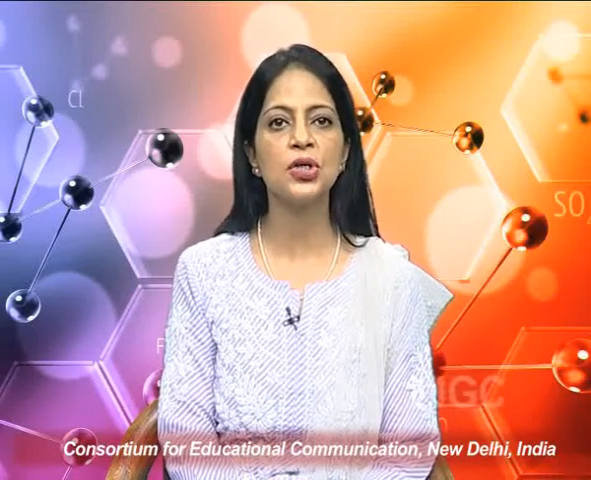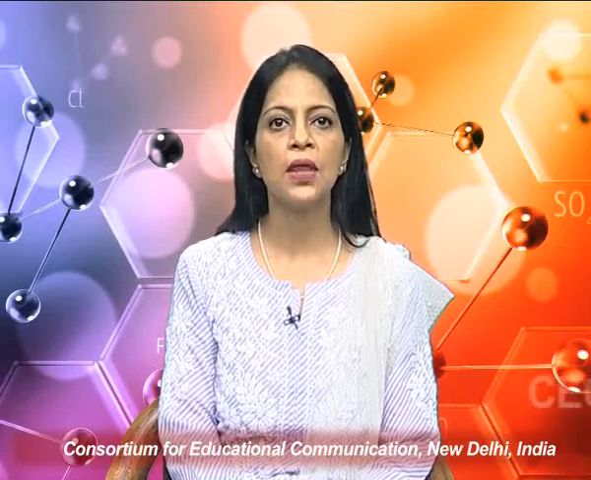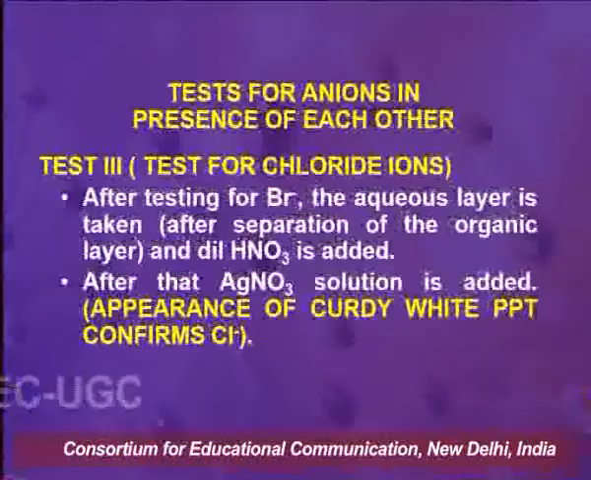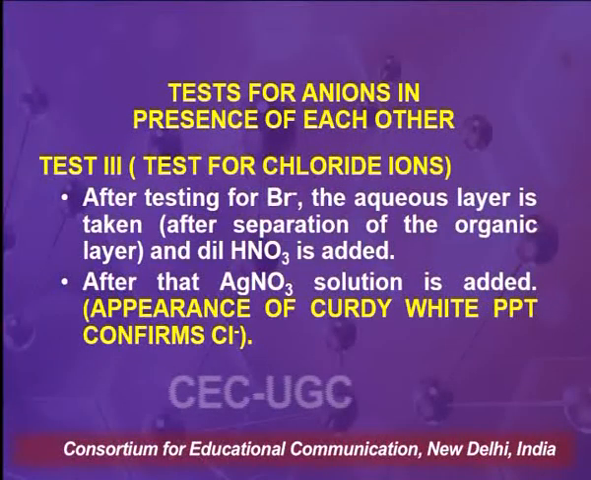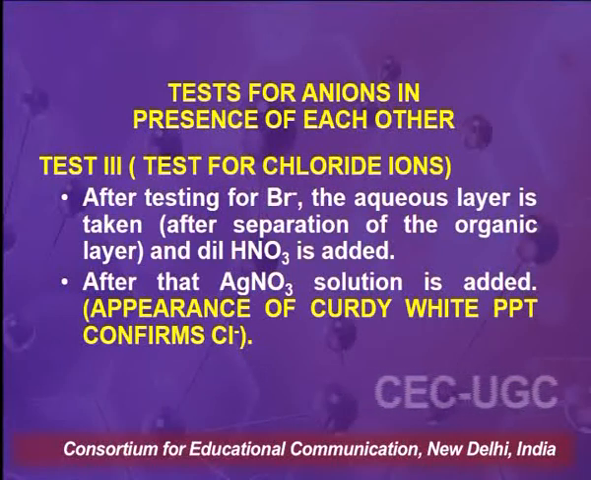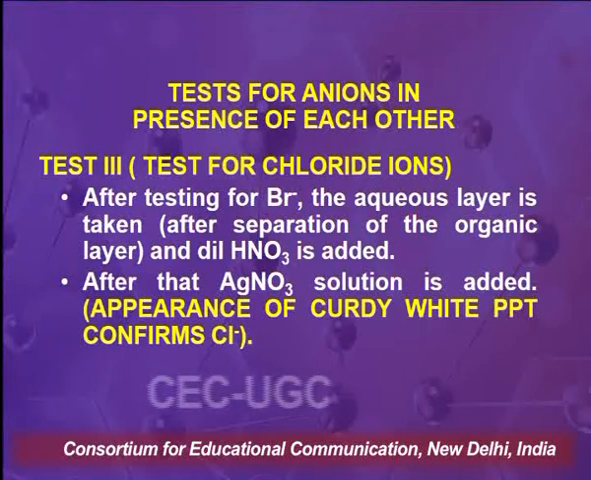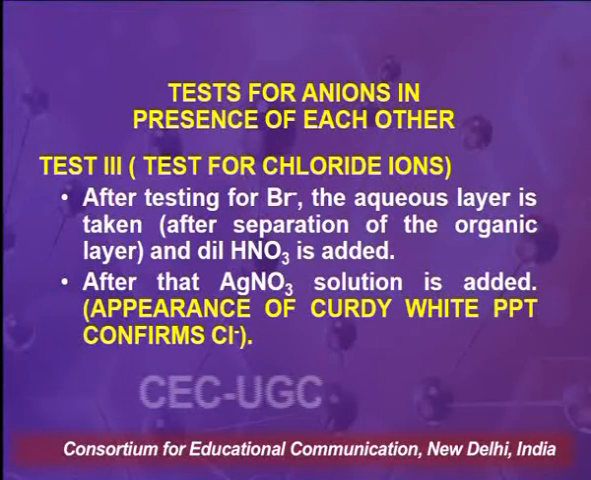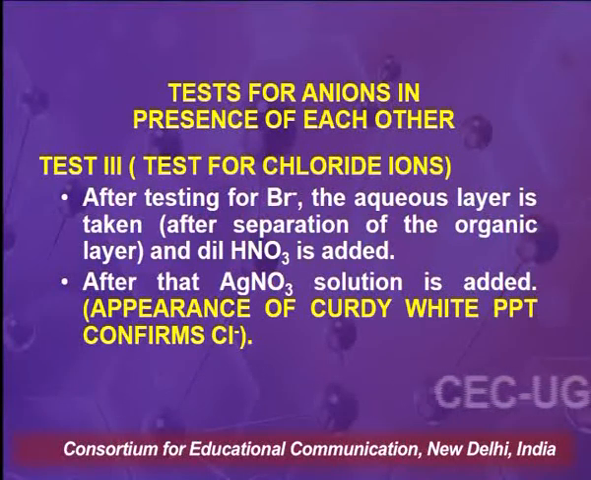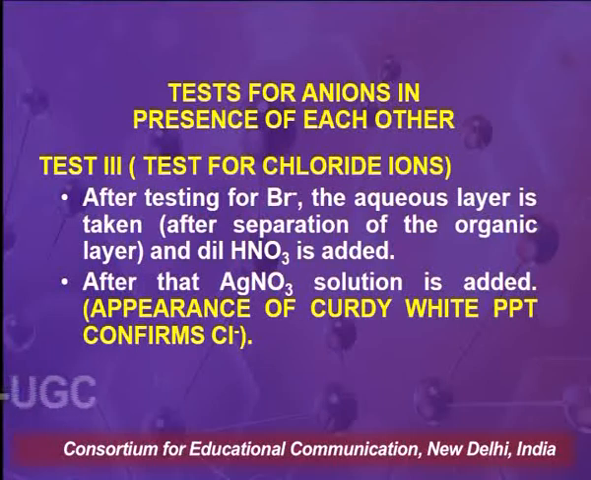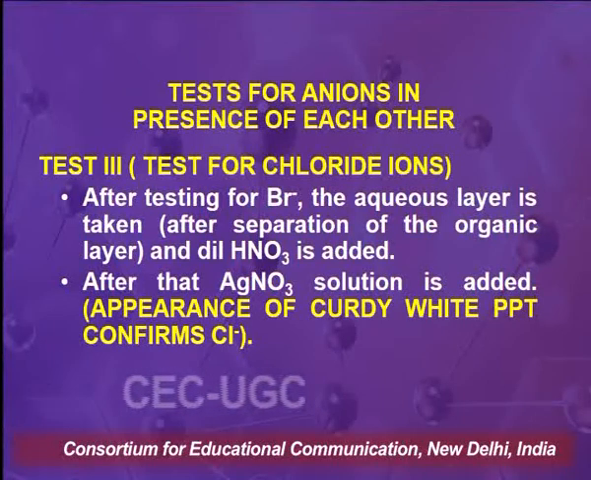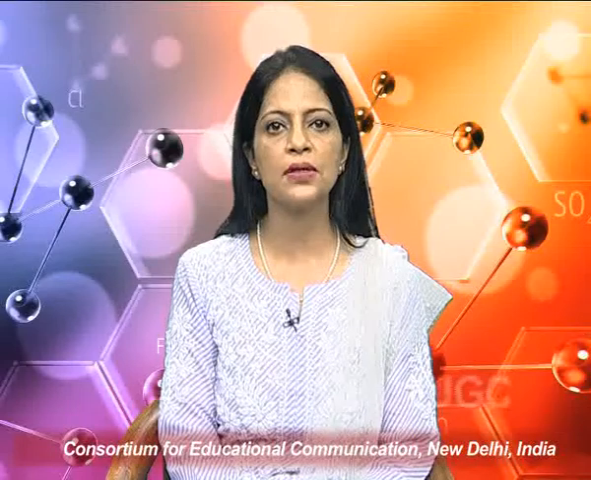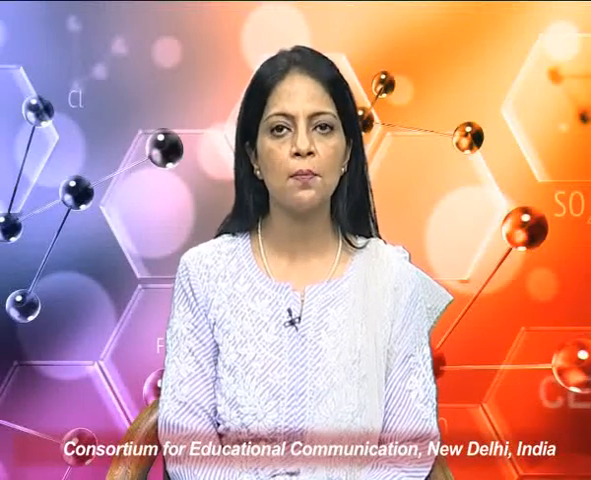The third test which needs to be performed in continuation is the test for chloride ions in the mixture. After testing for bromide, the aqueous layer is taken, that is, after the separation of the organic layer in which the layer test for bromide had been performed, and dilute nitric acid is added to it. After that, silver nitrate solution is added, and the appearance of curdy white precipitates at this stage confirms the presence of chloride ions in the mixture.